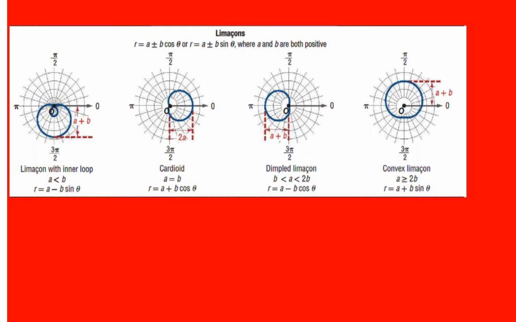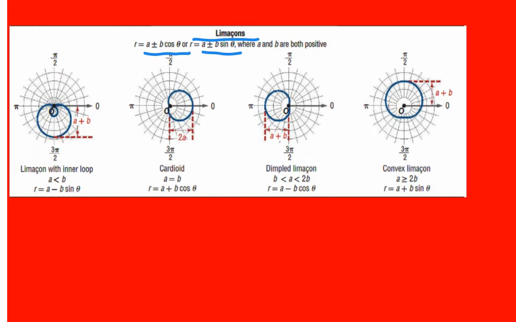Alright, what you don't know is that I just recorded, but I'm going to redo it because I need to make this page a little bit more simple for you guys. So this is a limaçon. It's in the form a plus or minus b cosine of theta, or a plus or minus b sine of theta. First thing, let's talk about cosines and sines.